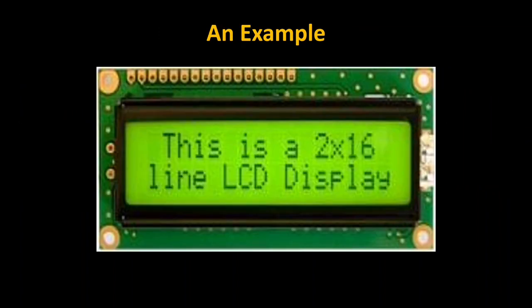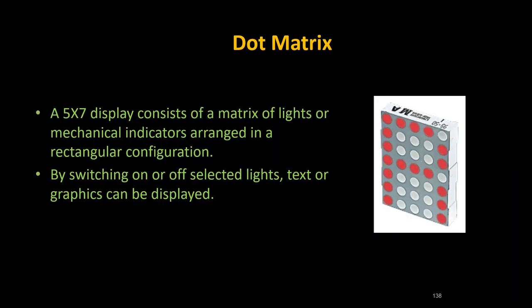Our kit has this 2 cross 16 LCD display. What it means is that here we will have 16 characters, and here we will have 16 characters. So in total we can display 2 times 16 characters. It is 16 cross 2 or 2 cross 16, which says that it has 2 rows and 16 elements inside each row. So this is simplified; we can understand it from the 2 cross 16 display.